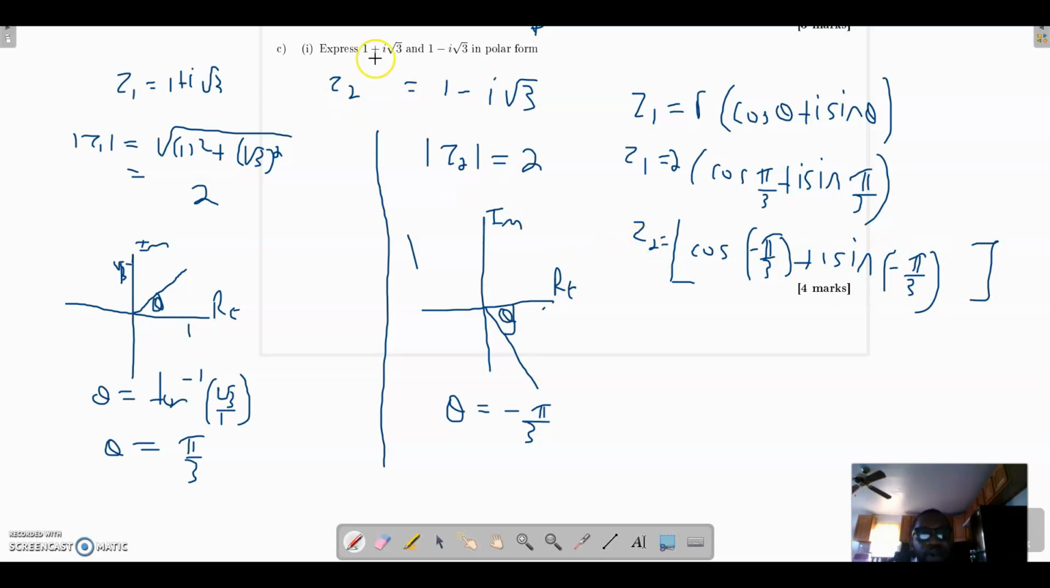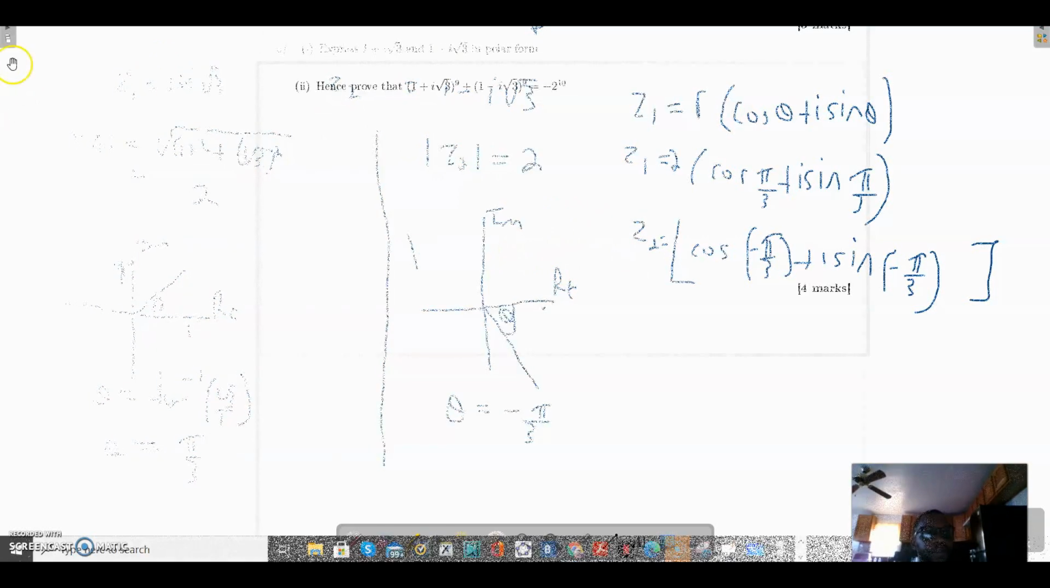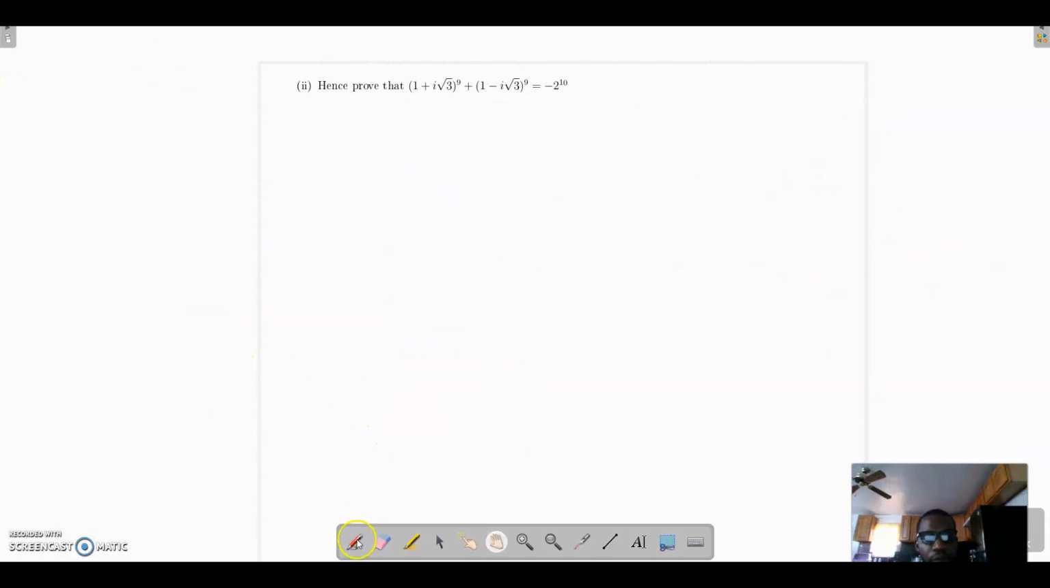Normally when you're given this as part of a question, there's a follow-up question. Part 2(c) says: hence prove that (1 plus i root 3) all raised to the 9th plus (1 minus i root 3) all raised to the 9th is equal to negative 2 to the 10. Now, what do I do in a case like this? We're going to be applying De Moivre's theorem, but to apply it I'm going to have to use the polar form.